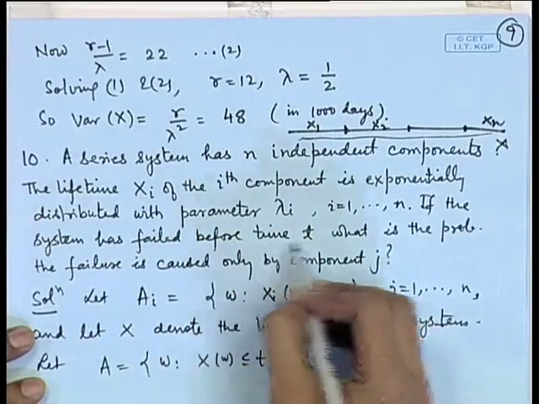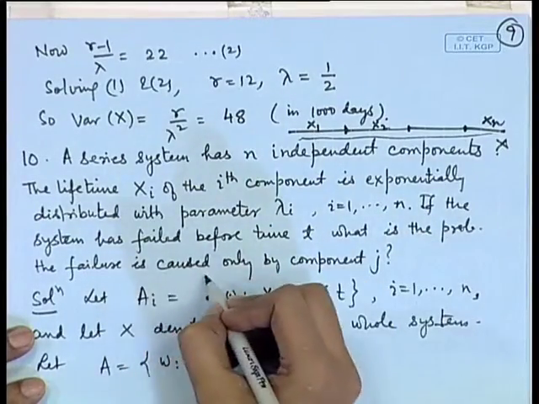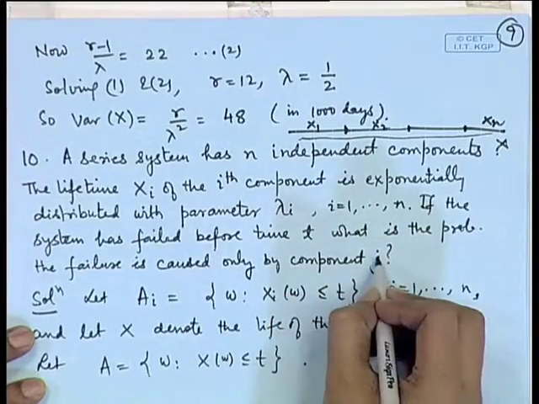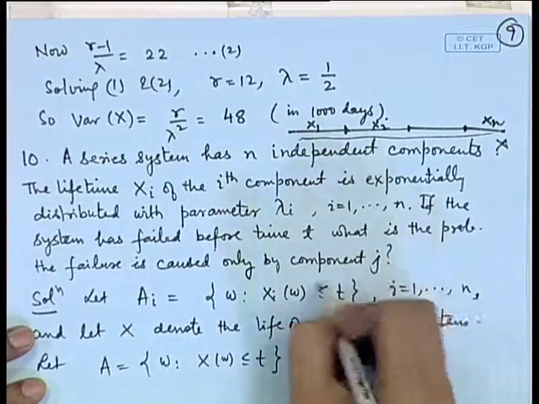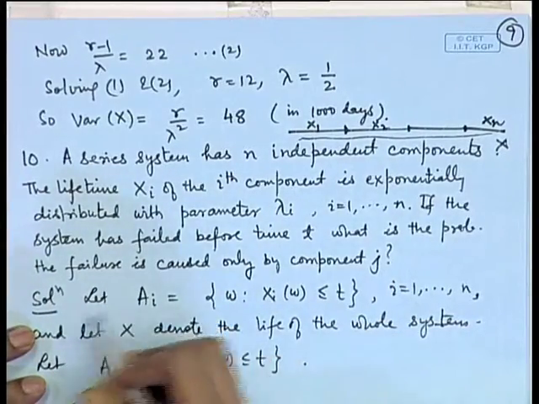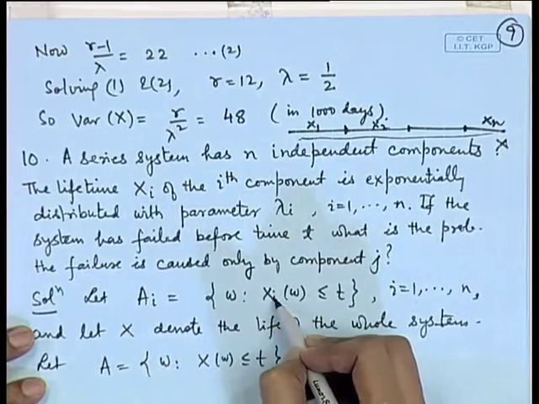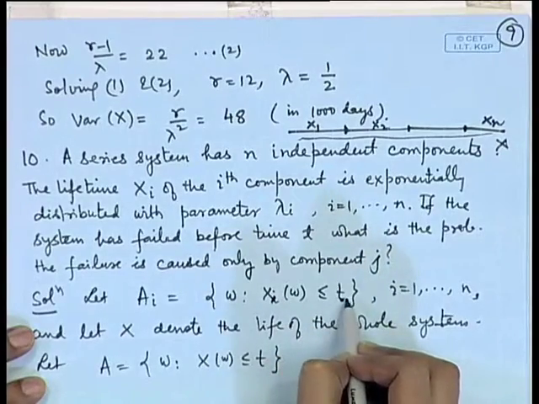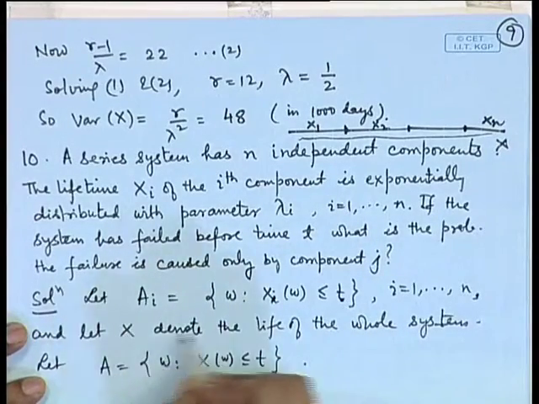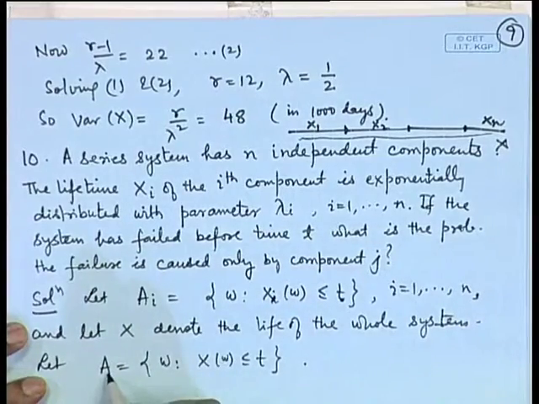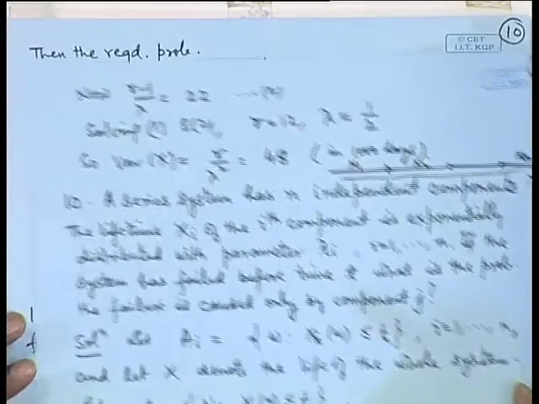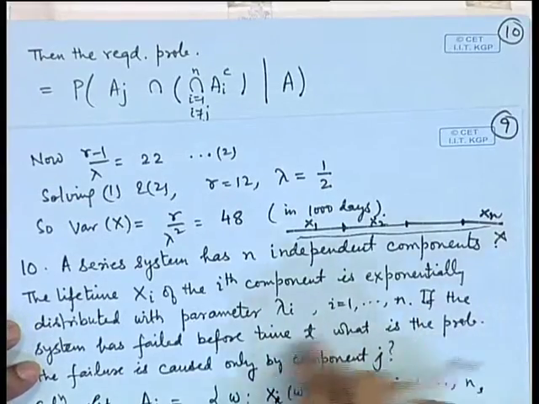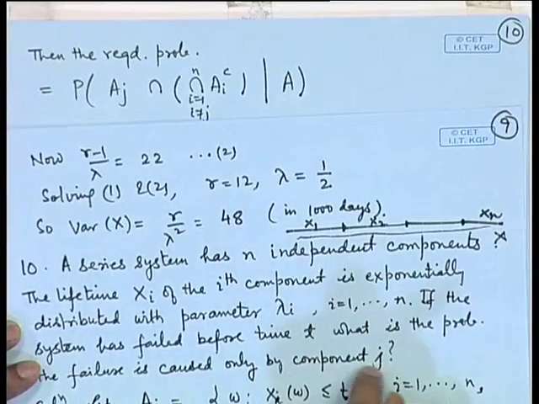If the system has failed before time t, what is the probability that the failure is caused only by component j? Basically, we consider it as a weak link. Let A_i denote the event that the ith component fails before time t, so X_i(omega) is less than or equal to t. Consider X to be the life of the whole system. A is the event that the entire system fails before time t. We are asked to find the probability that the system has actually failed, so what is the probability that the failure is caused by component j?